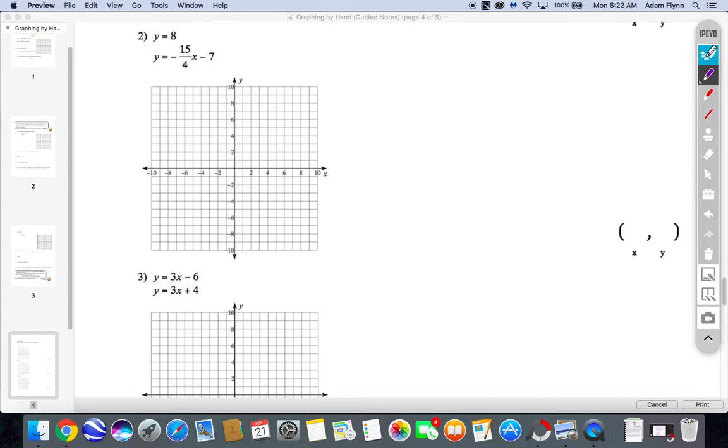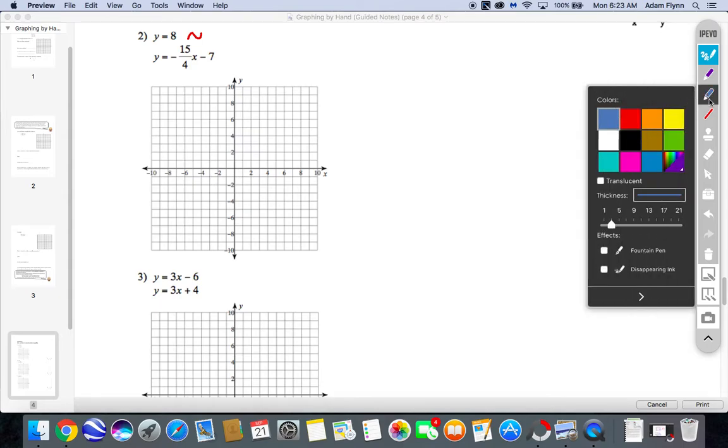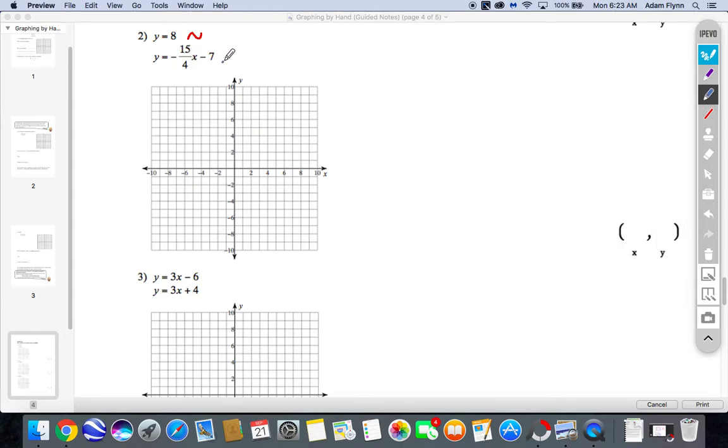Okay, I have for my first line y equals 8, and my second line y equals negative 15 over 4x minus 7. So my top line is going to be red. My bottom line is going to be blue. Taking a look at both of these equations, it looks like the y is isolated in both of them. They're in y equals mx plus b form, so we don't need to do any algebra or manipulate these in any way before we graph them.